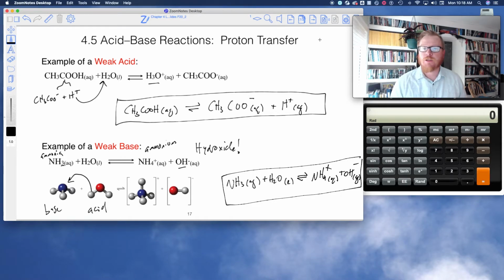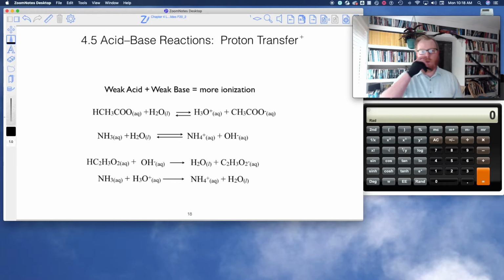Now, this is one demo that the guy didn't do, but this is a demo that I always like to do live. What happens when you react a weak acid with a weak base? Your intuition might tell you that they're both weak, so not much is going to happen. But it's the opposite. When you react a weak acid and a weak base, you get even more ionization. So this gets complicated, so let's break it down.